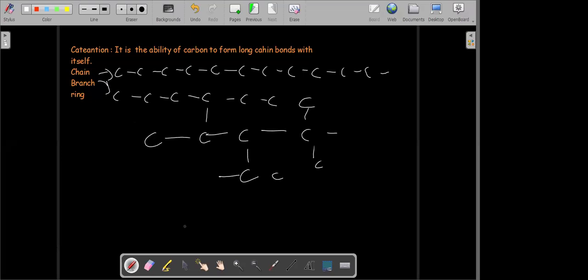At some places, the carbon and carbon may combine with each other in the form of a ring like this. So you can have 4 carbon atoms combined with each other in a ring. You can have 5 carbon atoms also combined in the form of a ring. Like this one, you can have 6 carbon atoms also. So carbon atoms can be combined with each other in a number of ways. Okay? They can show catenation. Got it, everyone?